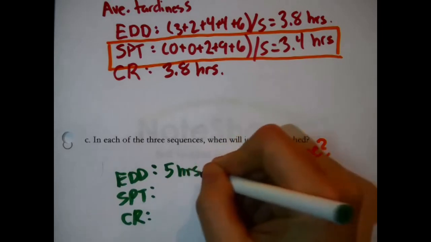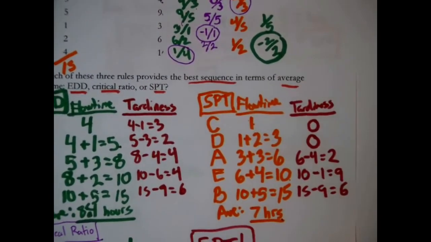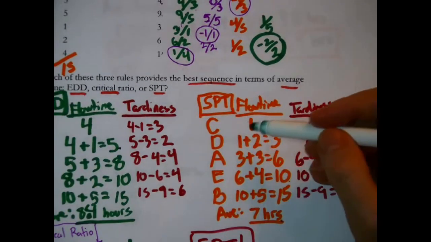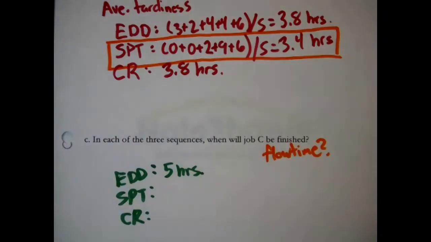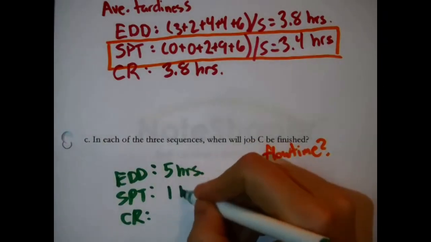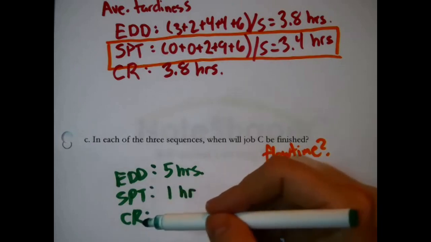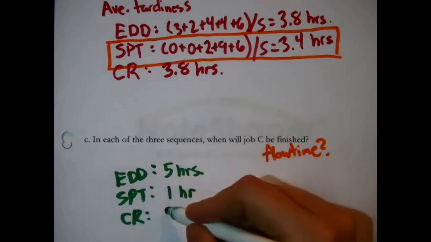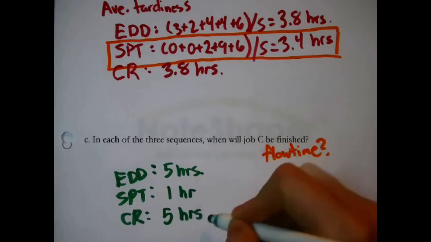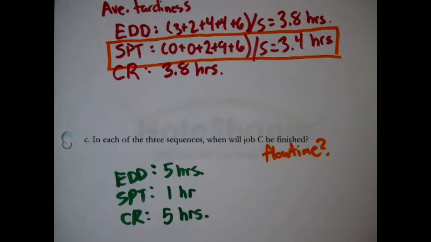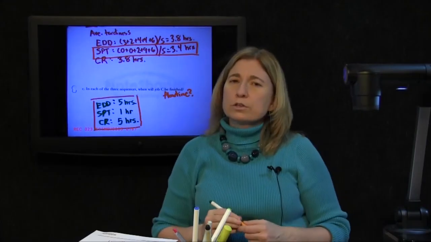In the case of shortest processing time, find C. In the case of shortest processing time, we put C at the front of the sequence, so it'll be done in an hour. And then, critical ratio generated the same sequence as earliest due date, so C is finished at the same time. It is the same schedule. It's 5 hours. So, there's your answer concerning job C.